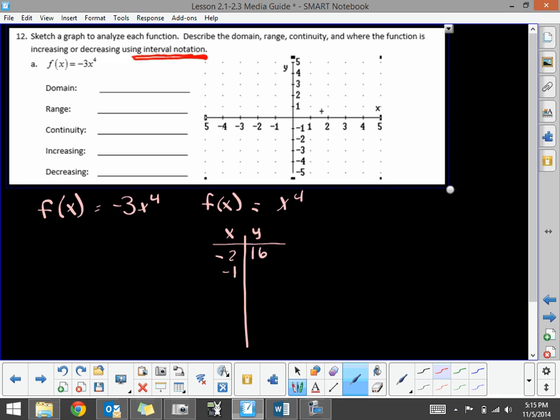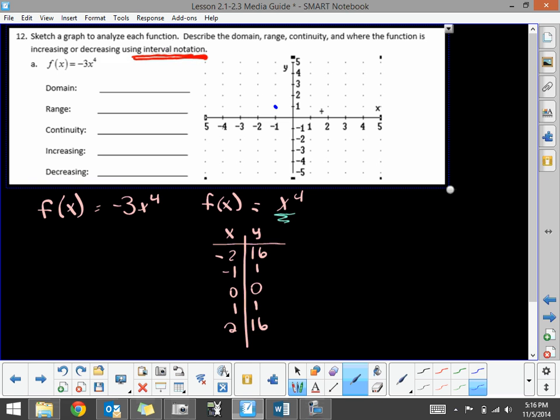Negative 1 to the fourth is 1. 0 to the fourth is 0. 1 to the fourth is 1. 2 to the fourth is 16. So the parent function gets quite large in a hurry. But what we need to remember when we graph these fourth degree polynomials is that this graph is a little bit wider on the inside and a little bit steeper on the outside.